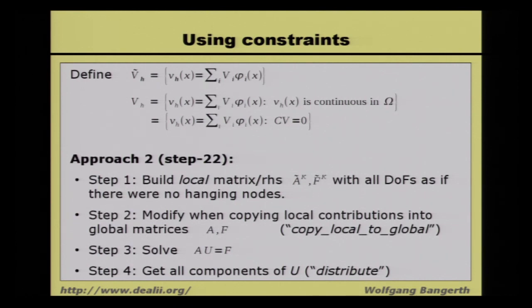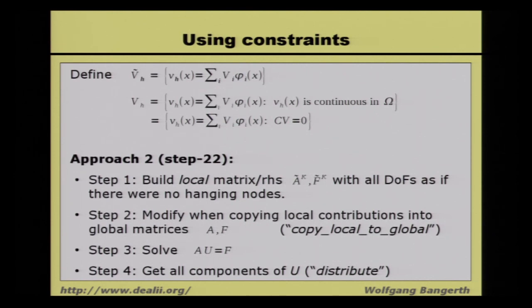So the constraint matrix has a function called distribute_local_to_global, and it takes a local matrix A K tilde and a global matrix A, and it copies these local contributions into the global matrix, and at the same time takes care of the constraints CV equals 0. And it has another function of the same name that does the same thing for the right-hand side. So the global objects are immediately the correct ones. I can solve the equation like I always do, and then I can call distribute to get the components of U in the space V tilde that I want to work with.